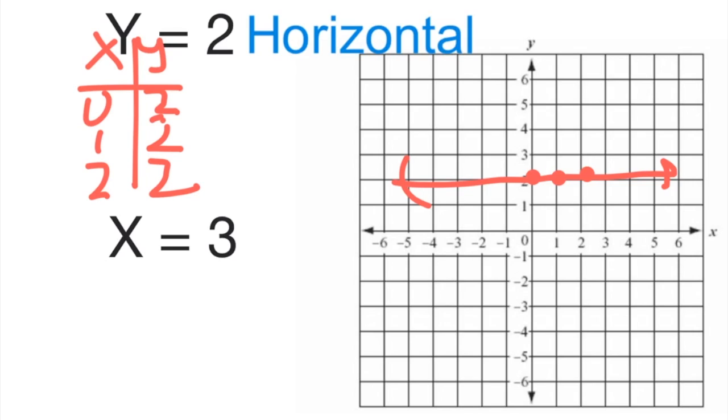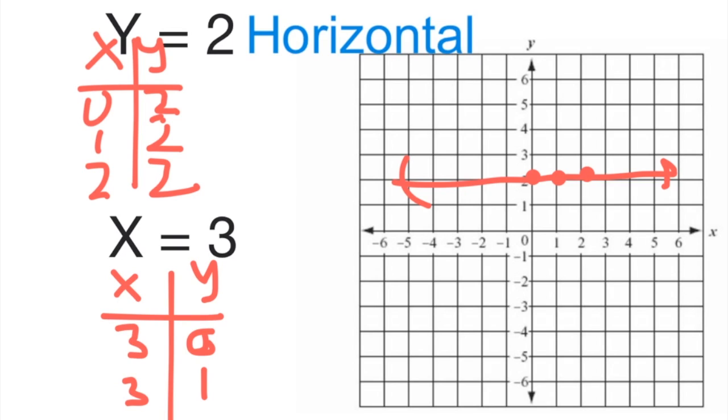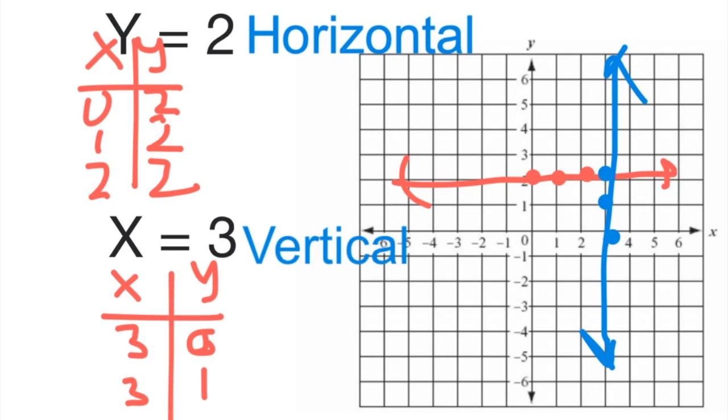Now when we do x equals 3, it's a similar idea. No matter what the y is, x will always be 3. So when we graph it, we have 3, 0, 3, 1, and 3, 2. And when you connect them, it's going to make a vertical line. Every x equals something will be a vertical line.